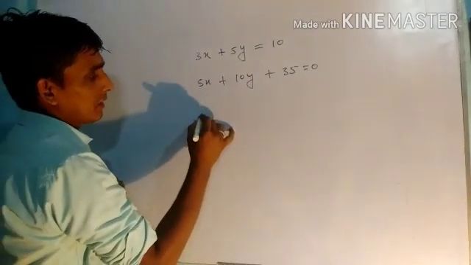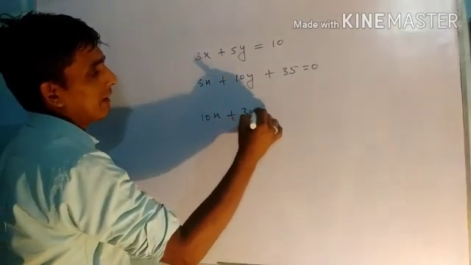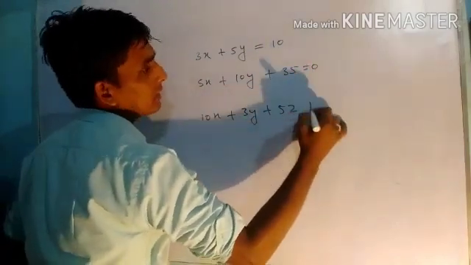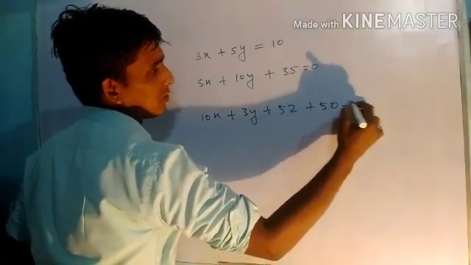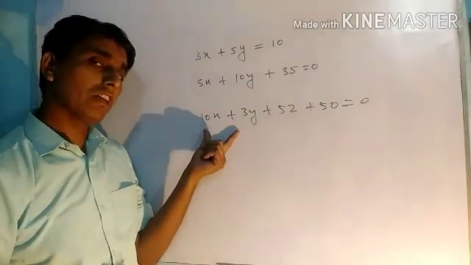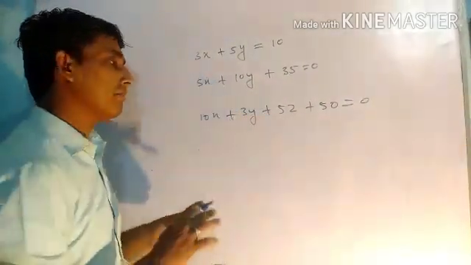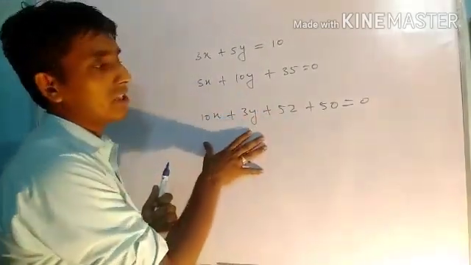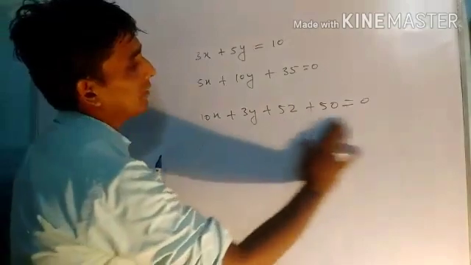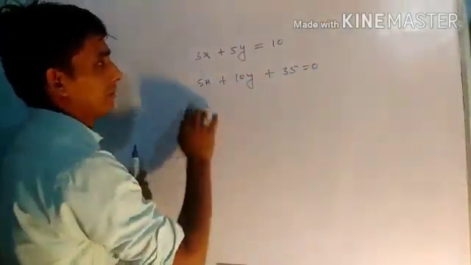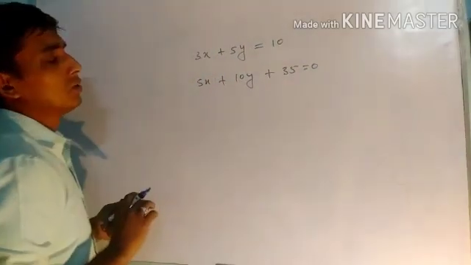If I write 10x + 3y + 5z + 50 = 0, this is a linear equation in three variables. Here we have used x, y and z. So this is a linear equation in three variables. Similarly, this is a linear equation in two variables, and this is a linear equation in two variables.